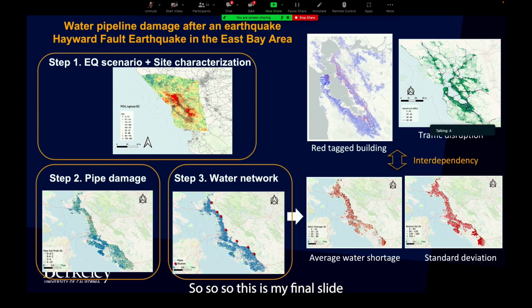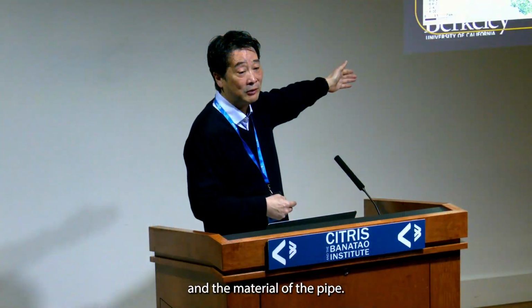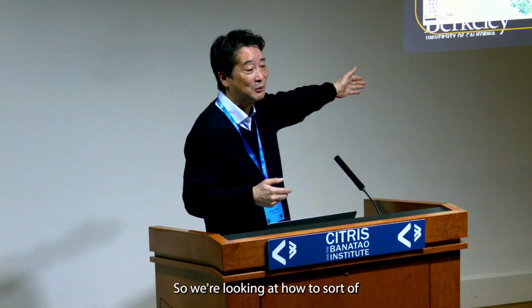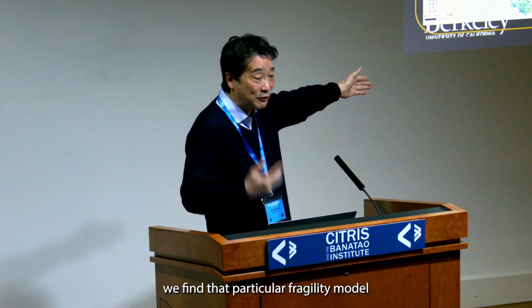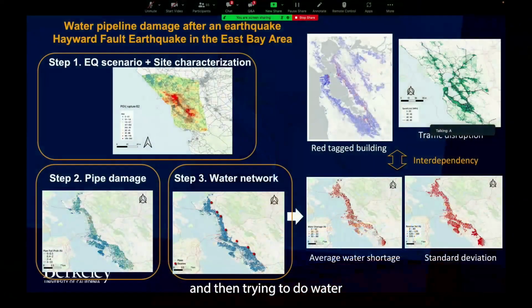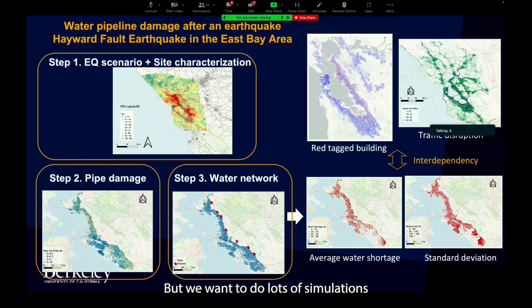So this is my final slide showing that we do earthquake motion. This is where we want help from you. We will look at pipeline damage. Obviously, for pipeline damage, we look at the age of the pipe and the material of the pipe. But every pipe is different, so we're looking at how to refine that particular fragility model, and then trying to do water network simulation. But we want to do lots of simulations to understand what-if scenarios and all these things. And then looking at the average water shortage or standard, but then looking also at red tag buildings, which our colleague at SimCenter is doing. And these tools are all embedded in the SimCenter tools, as well as transportation, and trying to see the link.